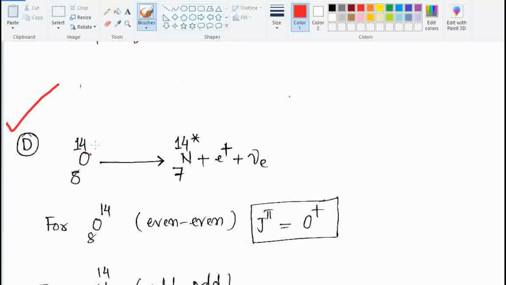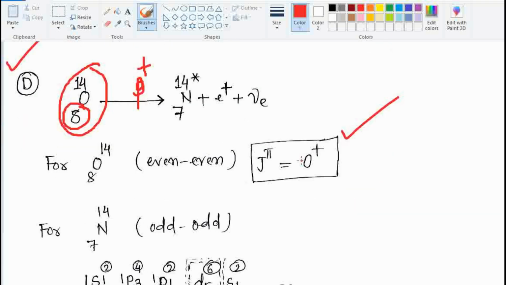In option D, oxygen is converting into nitrogen and it is a beta positive decay. Beta positive means a proton is converting into a neutron. That's why there were 8 protons, and on the right hand side you have 7 protons. Now this oxygen-14 is an even nucleus, so the spin parity is 0 positive. Remember, nitrogen is in the first excited state after the beta decay took place.